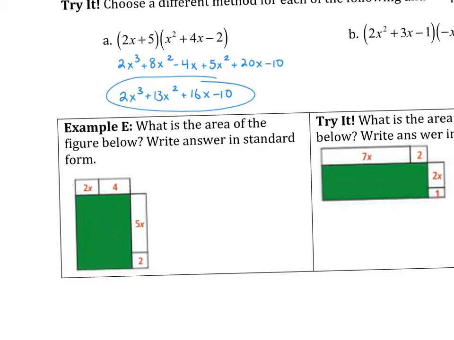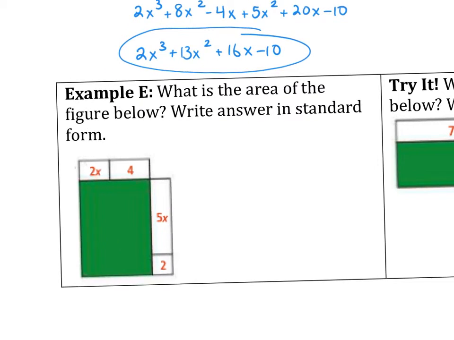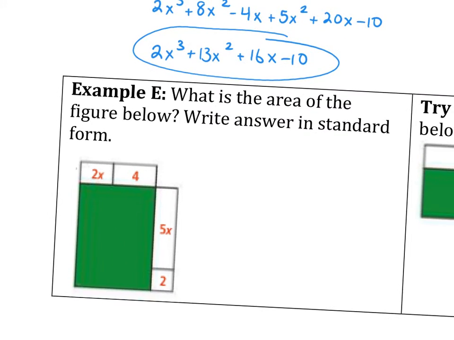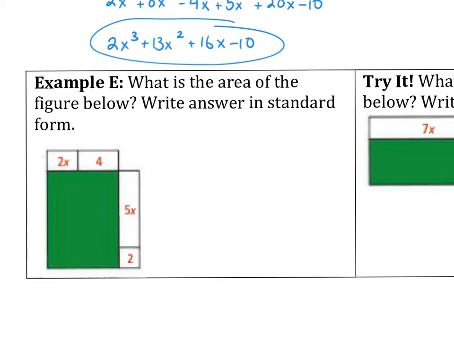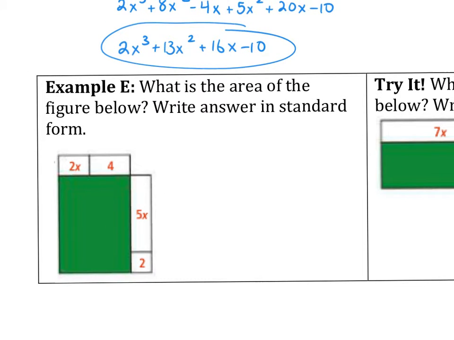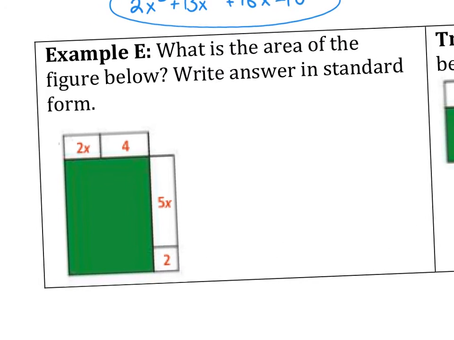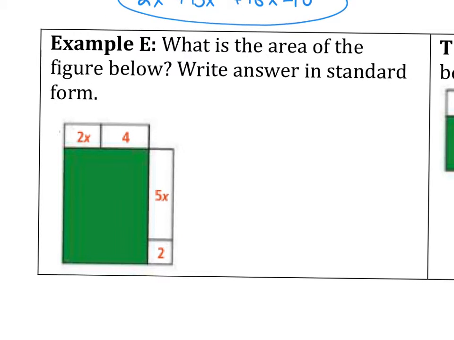The last thing we're going to look at is something oftentimes you're going to see even on benchmarks or standardized tests. I've seen this on SAT style questions here. Example E there. Where it's talking about the area of the green box. It's green for me, for you it's just shaded in. So we're looking at the area of this box right here. What would be the area if this here is 2x plus 4, and this here is 5x plus 2.